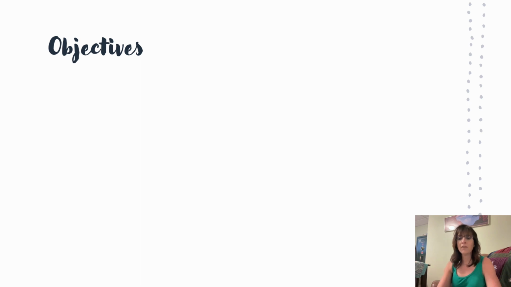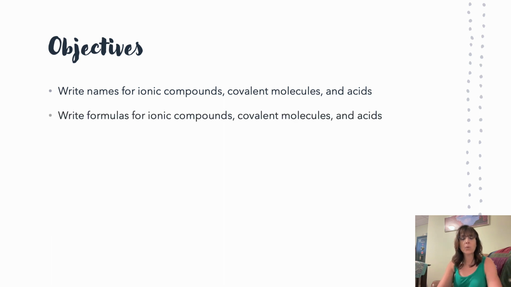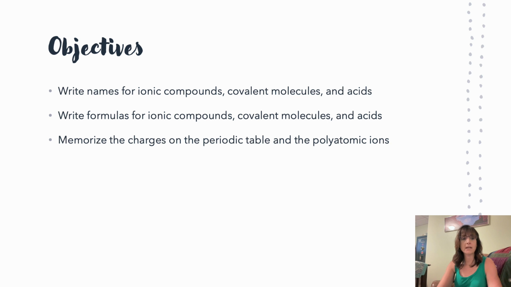The point of this PowerPoint is to review naming for ionic compounds, covalent molecules, and acids. We're going to review how to write the formulas for ionic compounds, covalent molecules, and acids. And we're going to discuss the fact that you need to memorize the charges on the periodic table, which for the most part go with columns, some are kind of odd, and memorizing polyatomic ions.